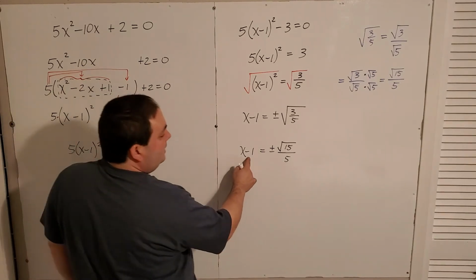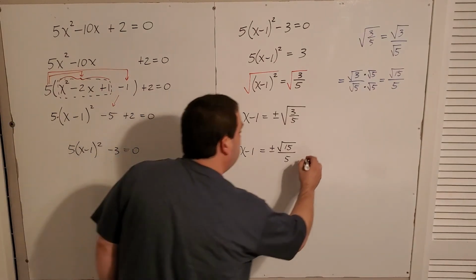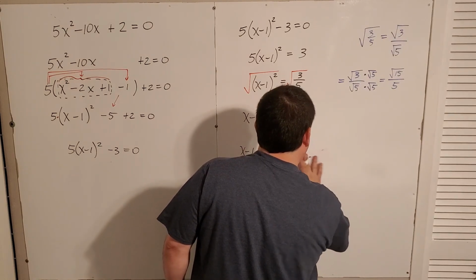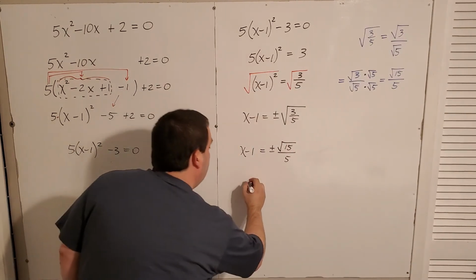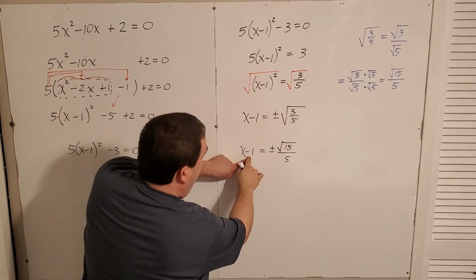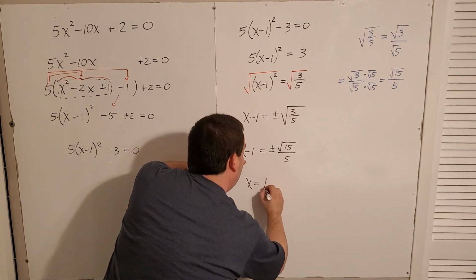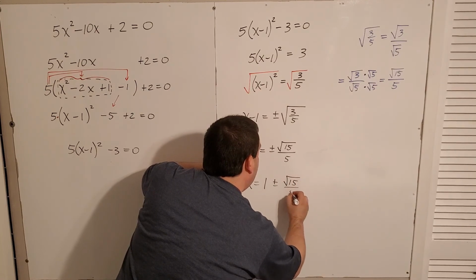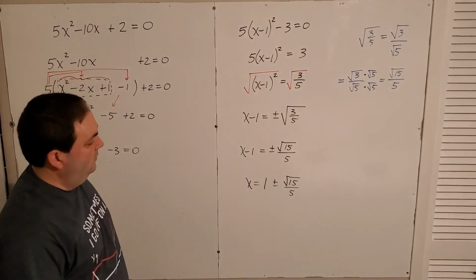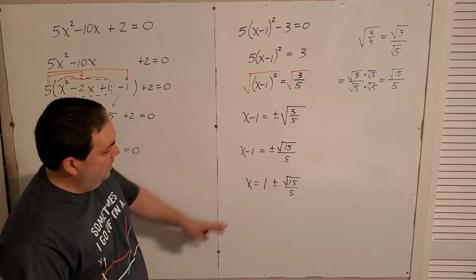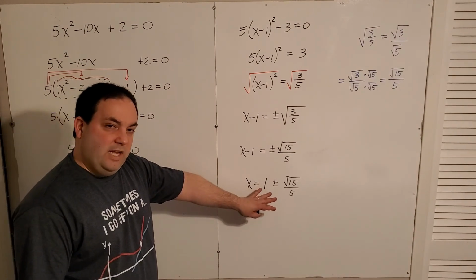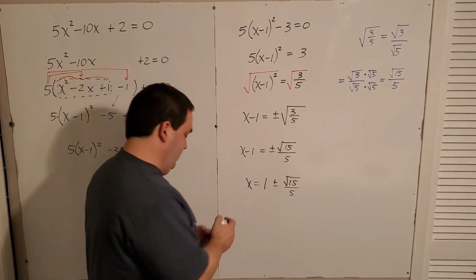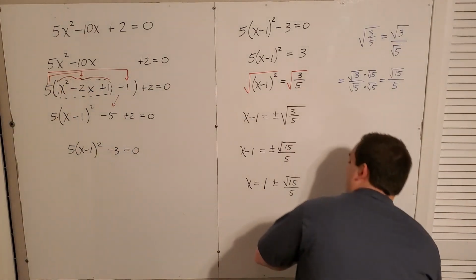I'm going to add the 1 over. So I've got, whoops, nope, that's not equal. Don't do that. I've got x equals, adding the 1 over, 1 plus or minus square root of 15 over 5. Okay? This is completely acceptable as an answer depending on your instructions and things like that. Just in case, let's talk about the alternate form.